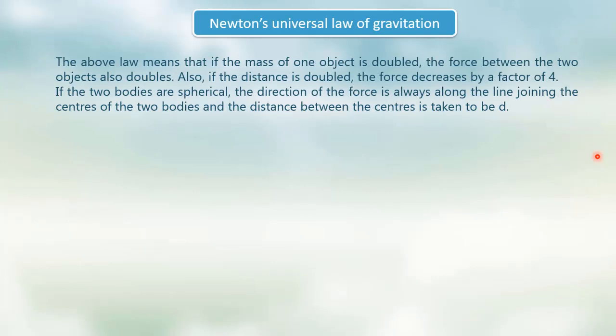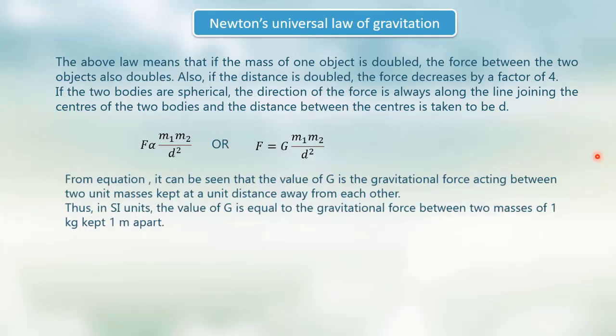The above law means that if the mass of an object is doubled, the force between the two objects also doubles. Also, if the distance is doubled, the force decreases by a factor of 4. If the two bodies are spherical, the direction of force is always along the line joining the centers of the two bodies, and the distance between the centers is taken to be d. So F is directly proportional to m1 m2 upon d square, or F is equal to capital G into m1 m2 upon d square.